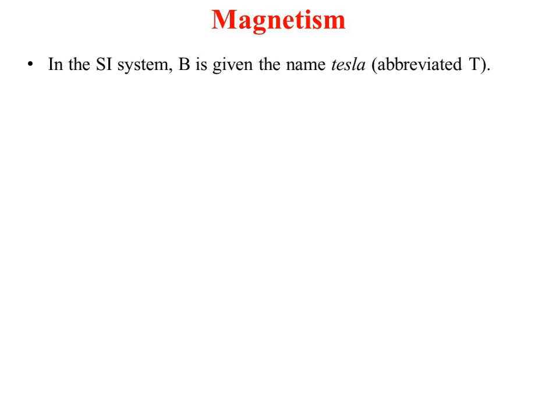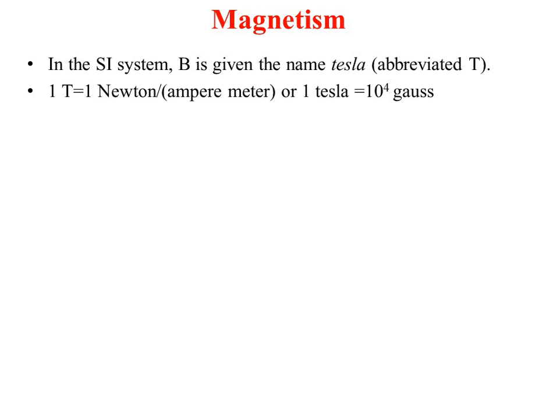The SI unit of magnetic field B is Tesla, denoted by capital T. What is one T? 1 Tesla is equal to 1 Newton per ampere meter. 1 Newton, so you are talking about force, and you are taking the current and displacement. So 1 Newton per ampere meter will give you 1 Tesla.